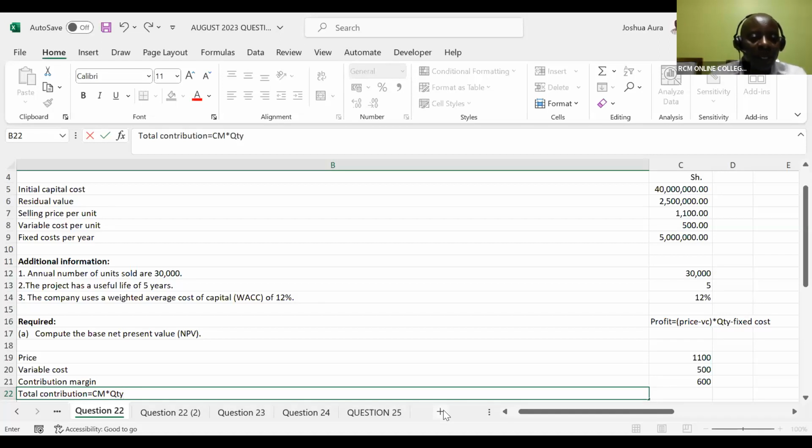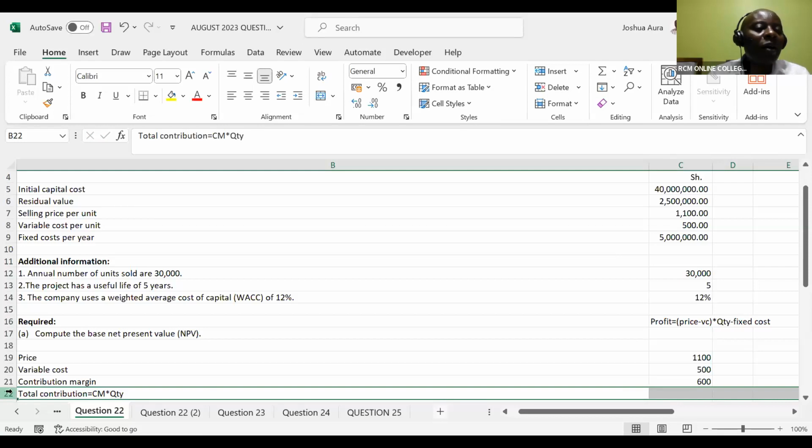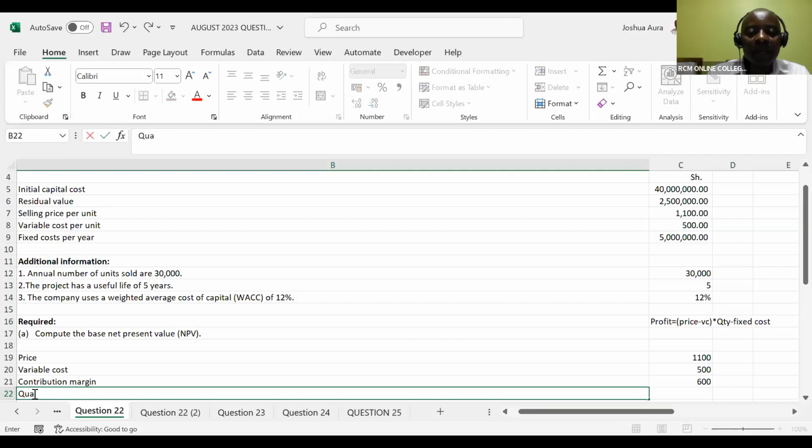Now, ladies and gentlemen, I would want to go back a little bit here and add a new row. So I'll say Control Shift, I say add. I just want to insert quantity here. The quantity has been provided somewhere. This quantity, annual number of units sold, is 30,000. So in this case here, we have 30,000.